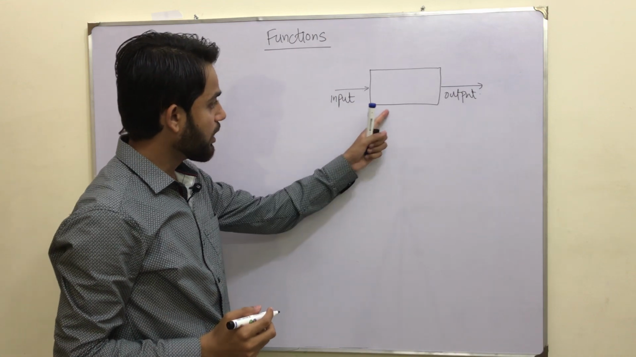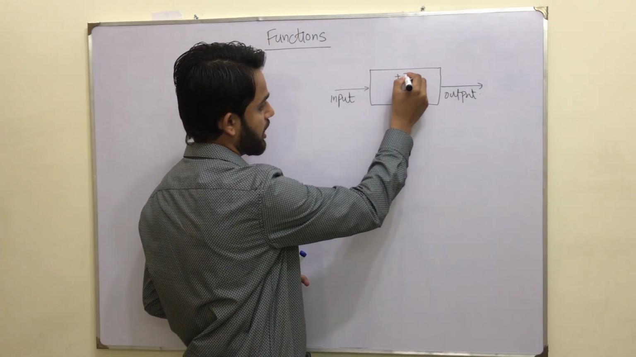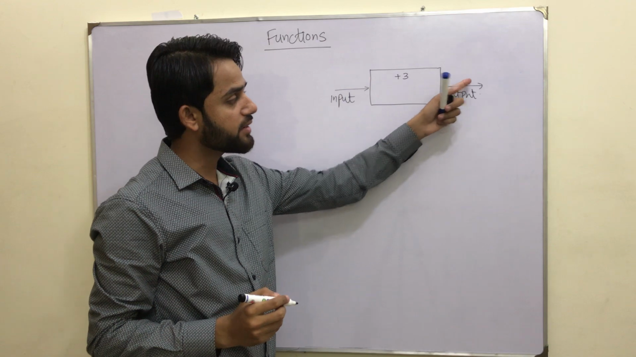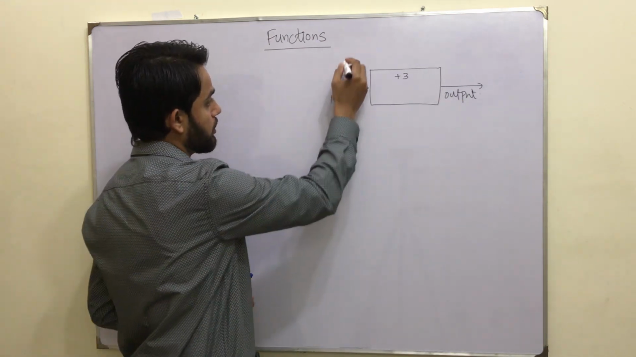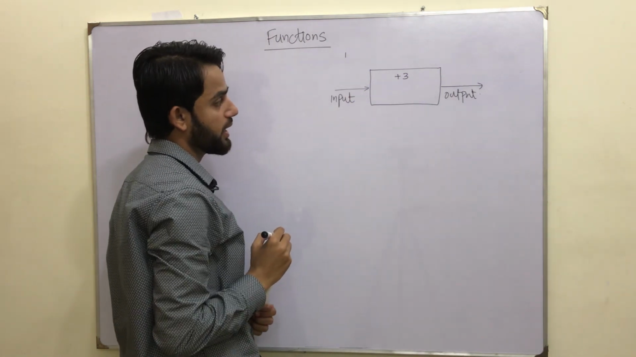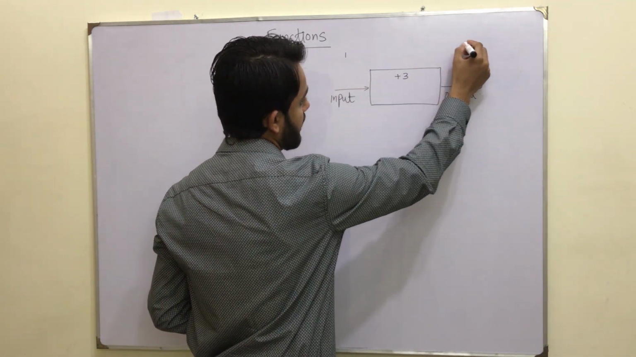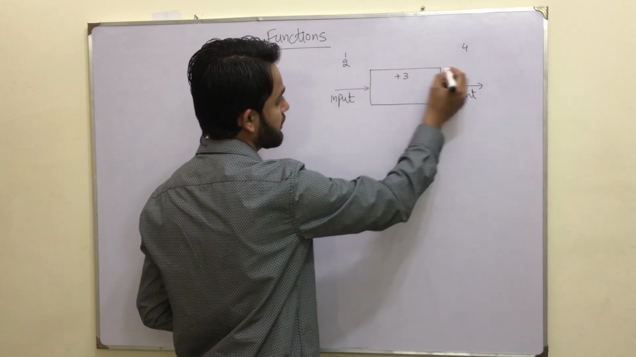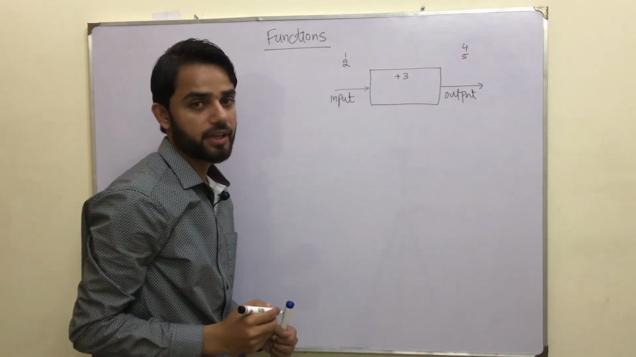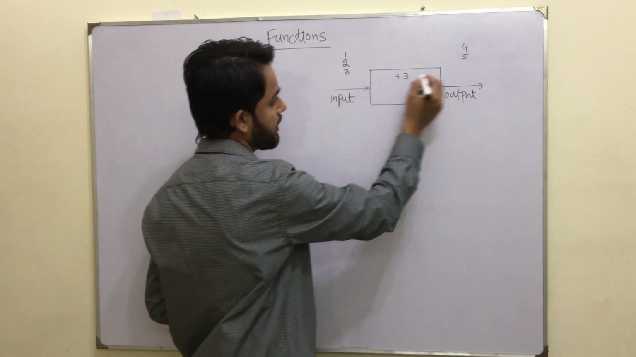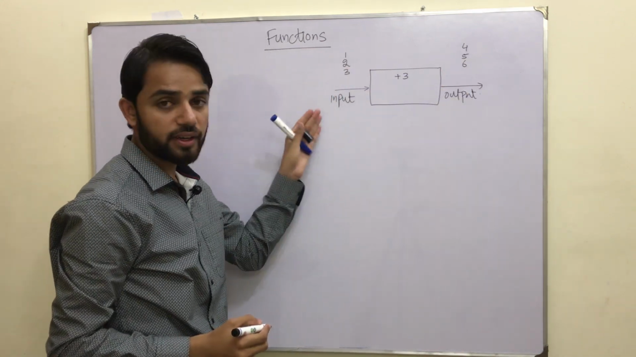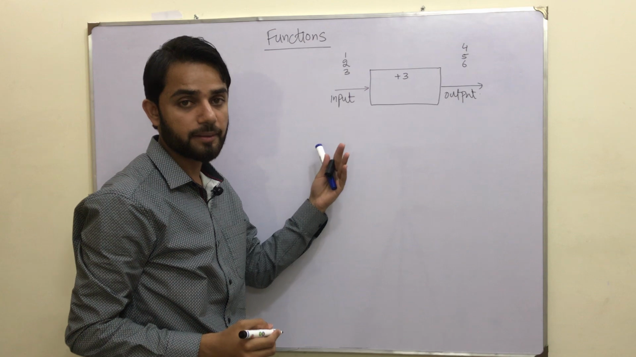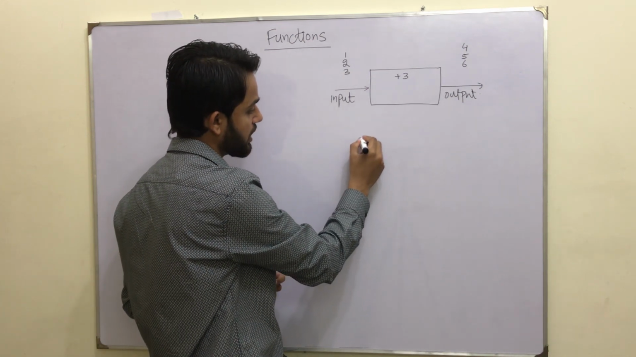Let's assume that the law of this machine is +3. Whatever input you give to that machine, it will add 3 to it, and in return it will give you some output. For example, if you give 1 as an input, it will add 3 and give you an output of 4. If you give input 2, it will add 3 and give you 5. If you give 3, it will give you 6. So you see, for different inputs you are getting different outputs. The input that you are giving is actually varying, so we are going to represent this with the variable x.